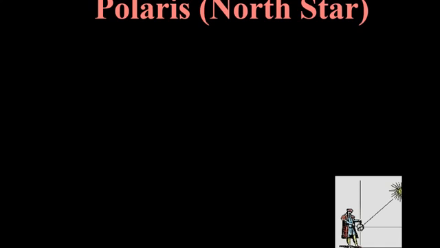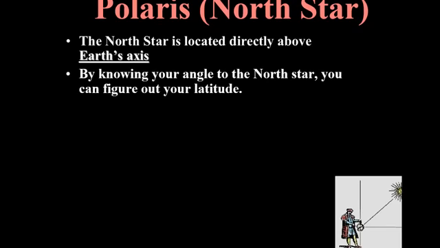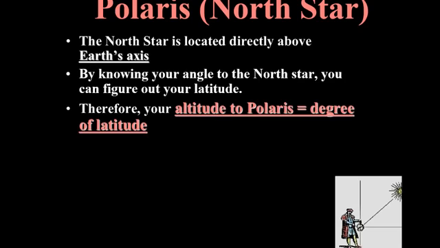What is Polaris? This seems like a random question, perhaps. But Polaris is known as the North Star, and the reason we need to bring up Polaris is that it's directly related to our latitude. The North Star is located directly above the Earth's axis at 90 degrees north. And if you know your angle to your North Star, then you know your latitude. Therefore, your altitude of Polaris equals your latitude. This, I cannot stress enough, is very important. I'm going to star it in my notes, and I would recommend you do the same. Your altitude of Polaris equals your latitude.